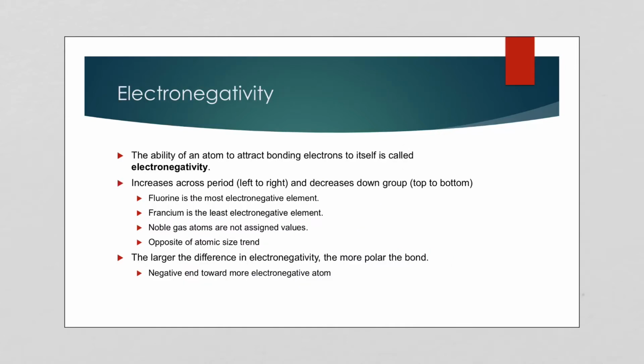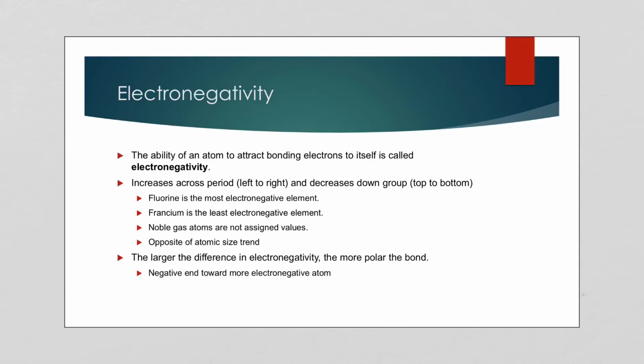Now, the property that we focus on to try to explain this is called electronegativity. The electronegativity of an atom is its ability to attract bonding electrons to itself. So when an atom forms a bond, how strongly can it attract those electrons to itself? This is called its electronegativity. The higher the electronegativity, the stronger it can pull those electrons to itself.